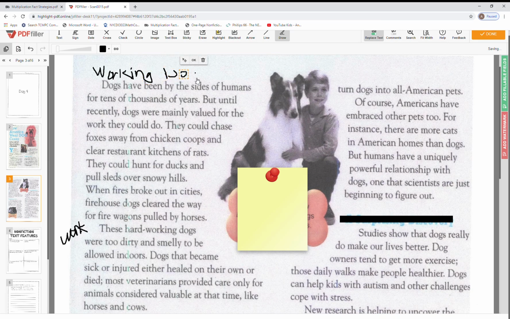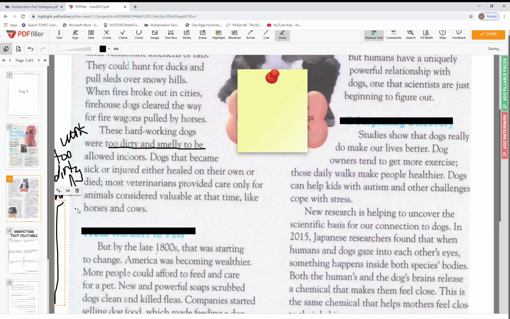But they said something else important in that second paragraph. They said they were too dirty and smelly. So too dirty to do what? Too dirty and smelly to come inside, right? Because they're working outside. Can I type? Oh, Miss Jordan just learned something. Too dirty and too smelly, right?